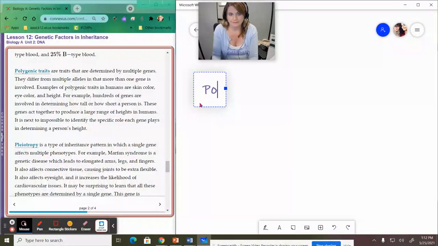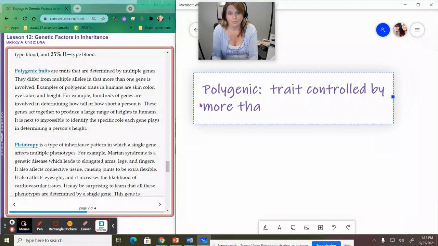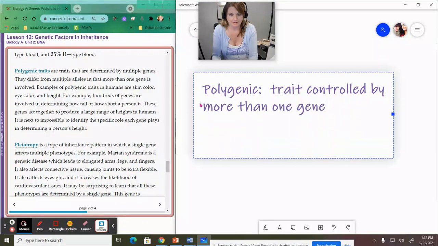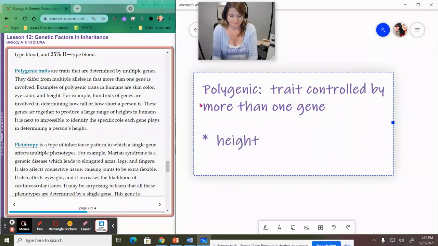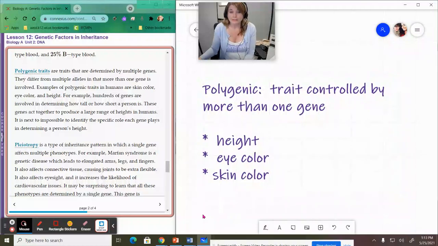Polygenic is a trait controlled by more than one gene. For example, height, eye color, as I mentioned earlier, skin color, and as we mentioned at the beginning of the lesson, a lot of traits, many different traits, the majority of them are polygenic in nature.